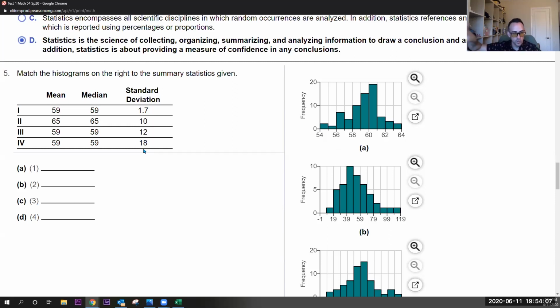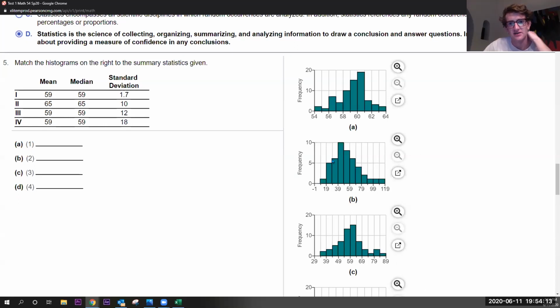So those are the extremes. We want to look at the extremes. So one should be like that, super spaced out. Like this one goes 54 to 64. That's a range of 10. Pretty small. That's a small range. This one goes from -1 to 119. That's a range of 120. That's pretty huge, right? So these might be them.